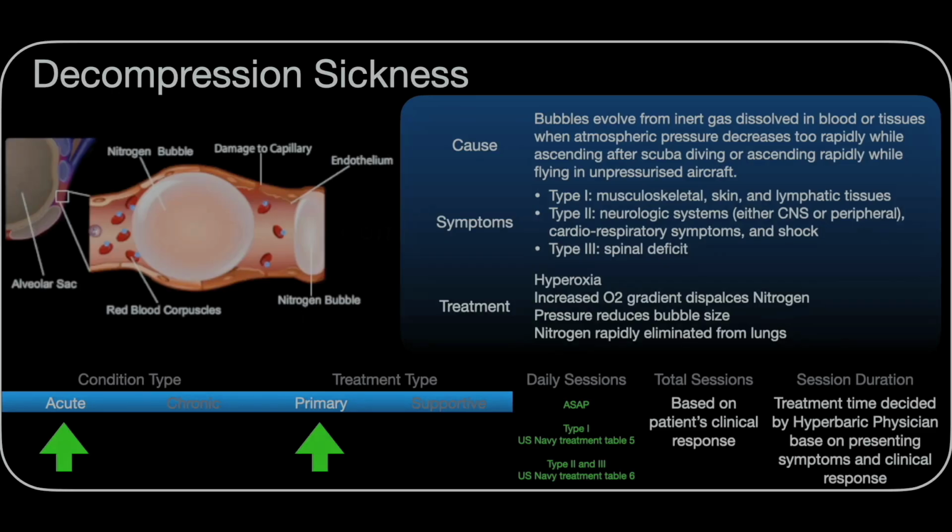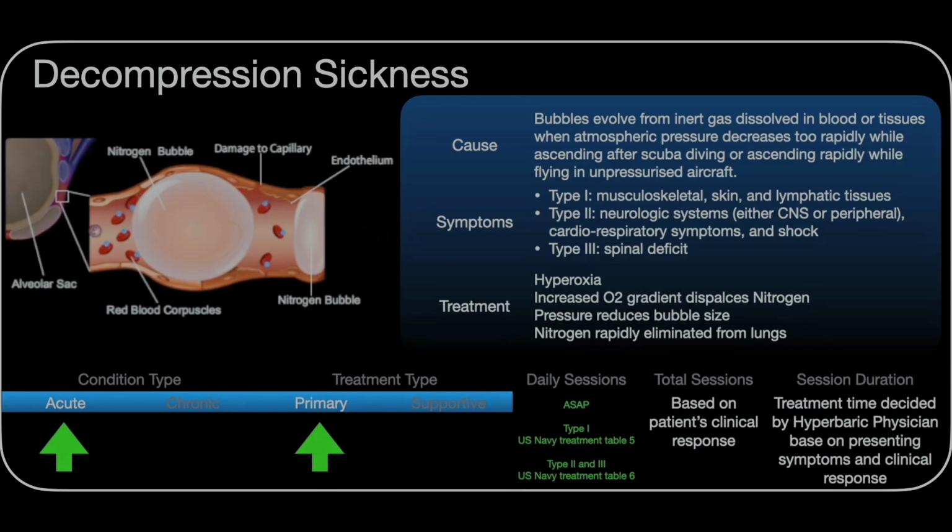The major cause of decompression sickness is because of bubbles that evolve from inert gas dissolved in blood or tissues when atmospheric pressure decreases too rapidly while ascending after scuba diving, or ascending rapidly while flying in unpressurized aircraft. The symptoms are indicated on this diagram.